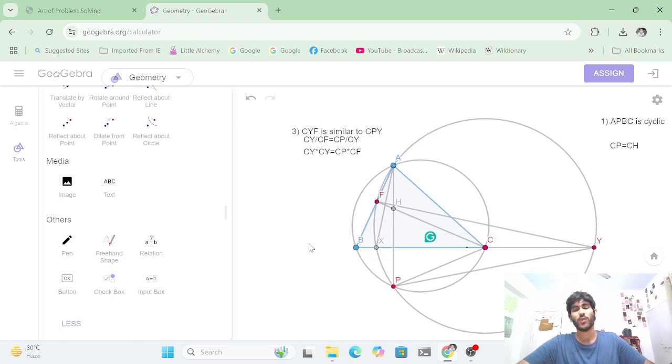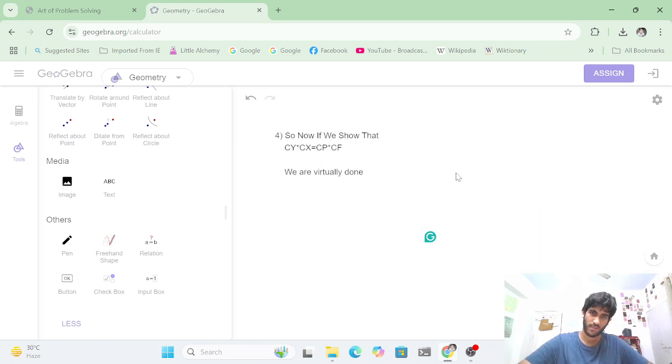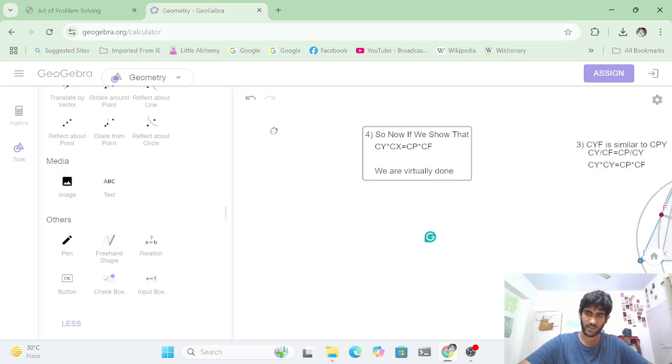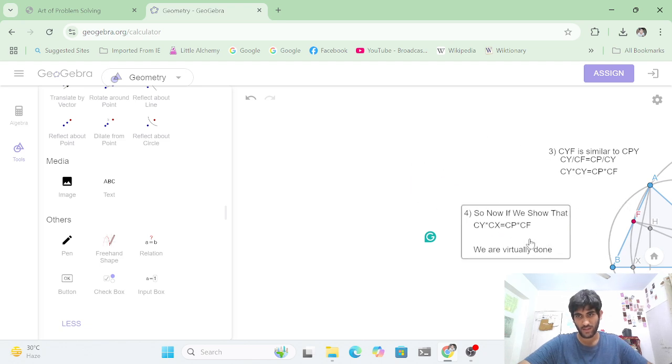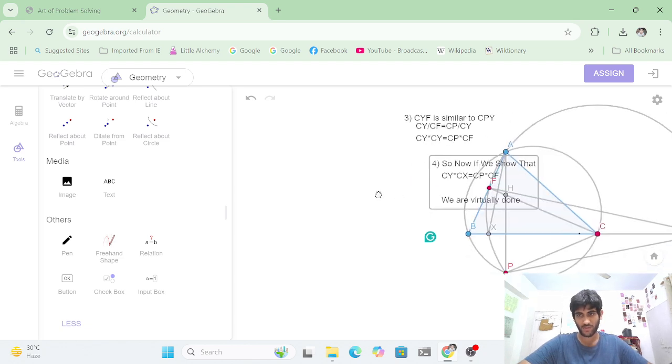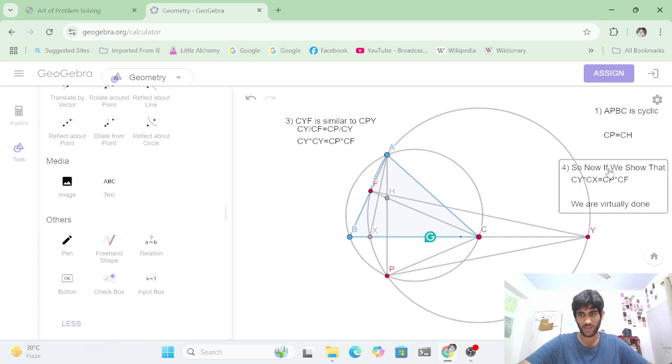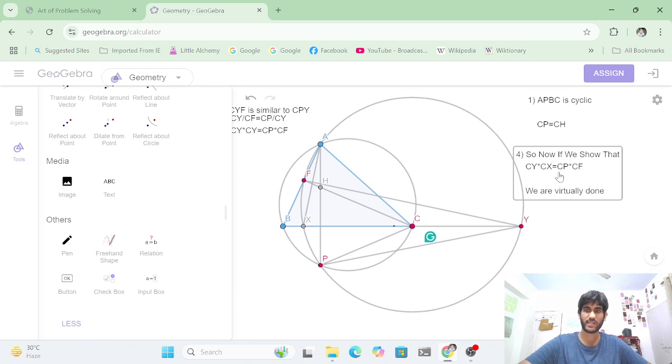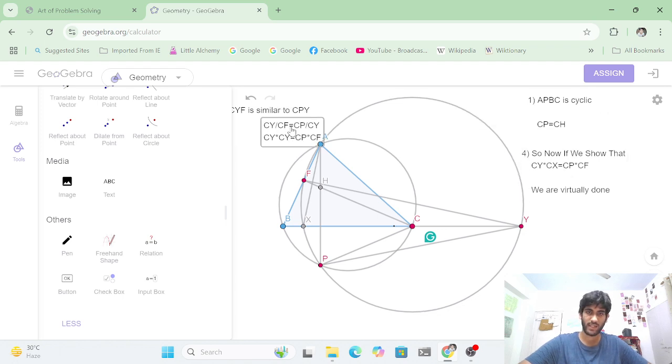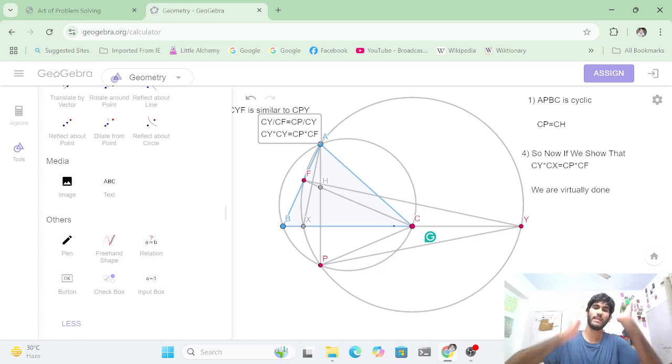Okay, so CY square is equal to CP into CF. Now, because I have to work with lengths, if you backtrack a little bit, this thought follows quite naturally. If we show that CY into CX equals CY square, or equals CP into CF, we are done with the problem. And it is very easy to see why, right? So now all my attention shifts to showing this.